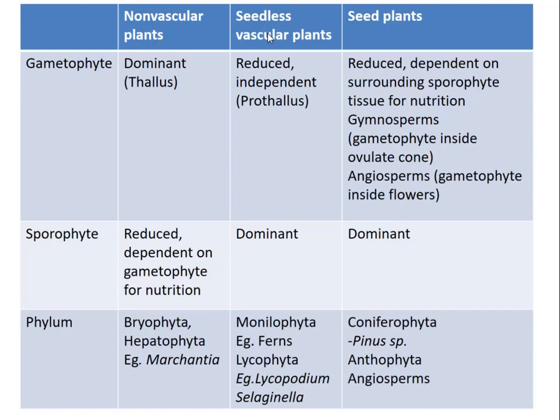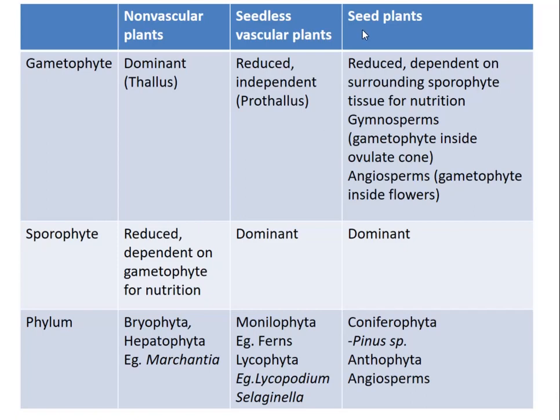And then for seedless vascular plants, you can see that the gametophyte size is reduced and living independently of the sporophyte. So the sporophyte generation is dominant, right? The gametophyte and sporophyte live independently, and both of them are photosynthetic, right?